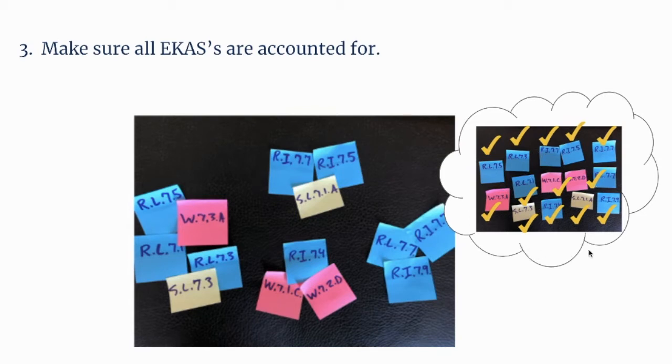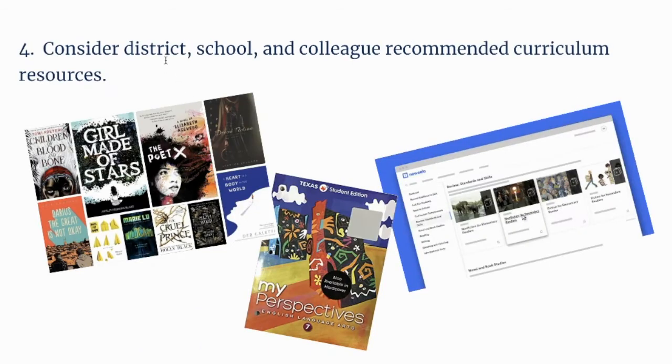Once we have a firm grasp of what needs to be taught, and how those different pieces might fit together in different bundles, we consider district, school, and colleague recommended curriculum resources. These could be fiction and nonfiction books that we have on hand for our students to read, analyze, and learn from. They might also include textbooks that suggest a variety of texts and activities in reading, writing, listening, speaking, and language use. And we should also be in contact with our colleagues about what online curriculum resources are available to us and our students.